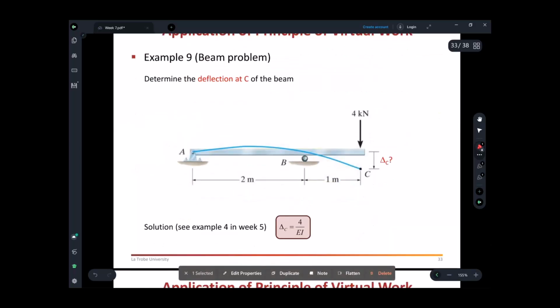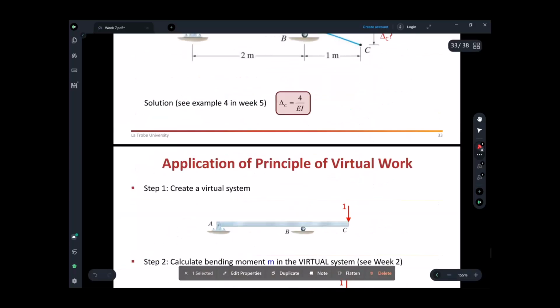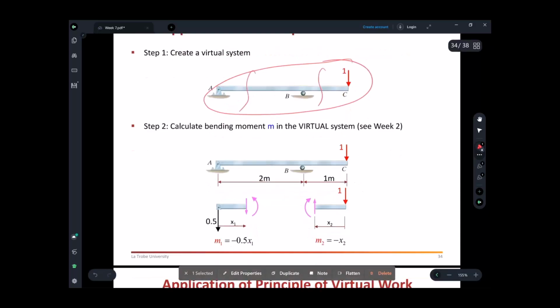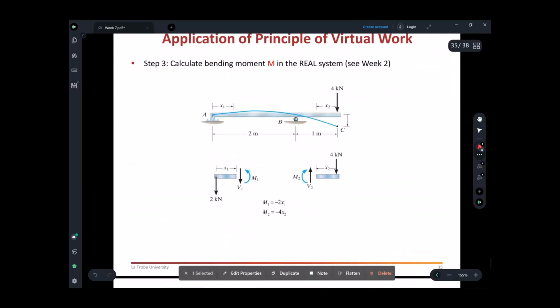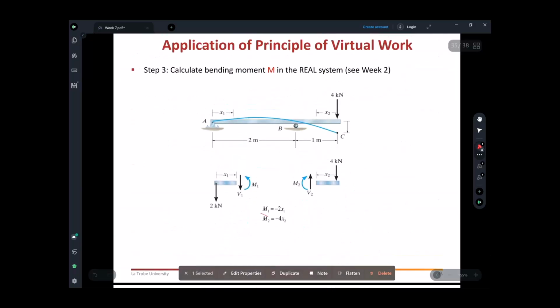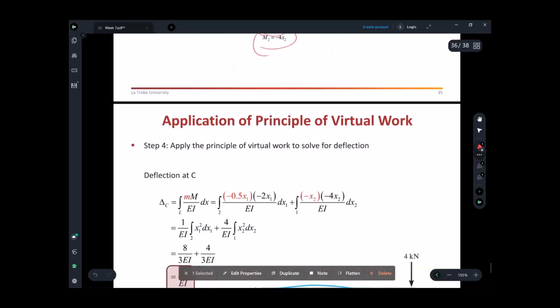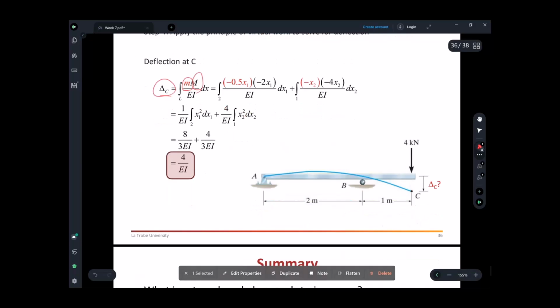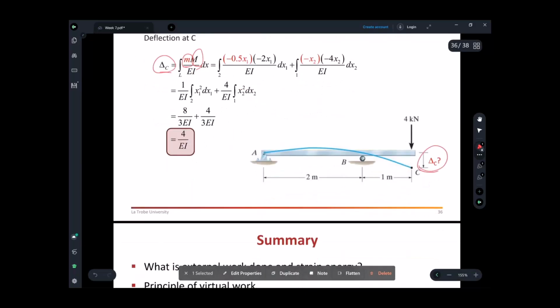Same here. If you want to find the deflection at C, you draw two things. One is the virtual system. You remove all the external loading, you put the unit loading, and you find small m1 and small m2 by making the cut. And then you do the real system. Again, you find capital M1, capital M2. You substitute the values for delta C with M1 and M2, and so on. You can find the displacement delta C.